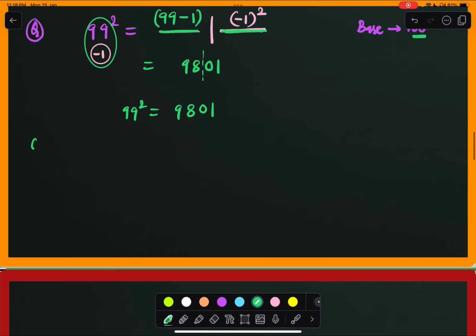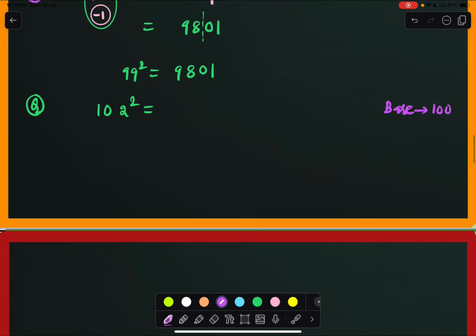And similarly, write one more example. I am taking 102 whole square value, right? And here also in the same way, what is your base? The base of the number is 100 only, because the number is very close to 100. Your number is how much more than 100 here? 2 more. So below the number inside the circle I will write plus 2. What is the meaning of it? Your number is 2 more than the base value, right?